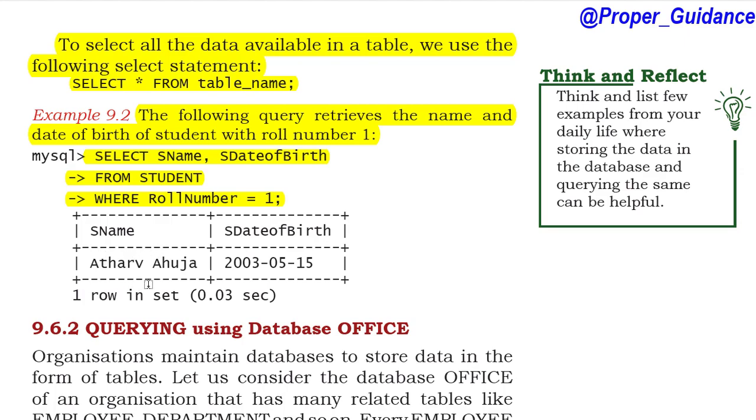The table portion is here: sname, student name, and date of birth is here also, and one row inside this. Okay, and what is the syntax here? Select sname. Sname is the attribute, then date of birth, the second field, from student. What is student here? Actually, the student is the name of the table. From the student table where roll number is 1, in particular that section, we are showing the name of the student, and along with the name it will show you the date of birth also.